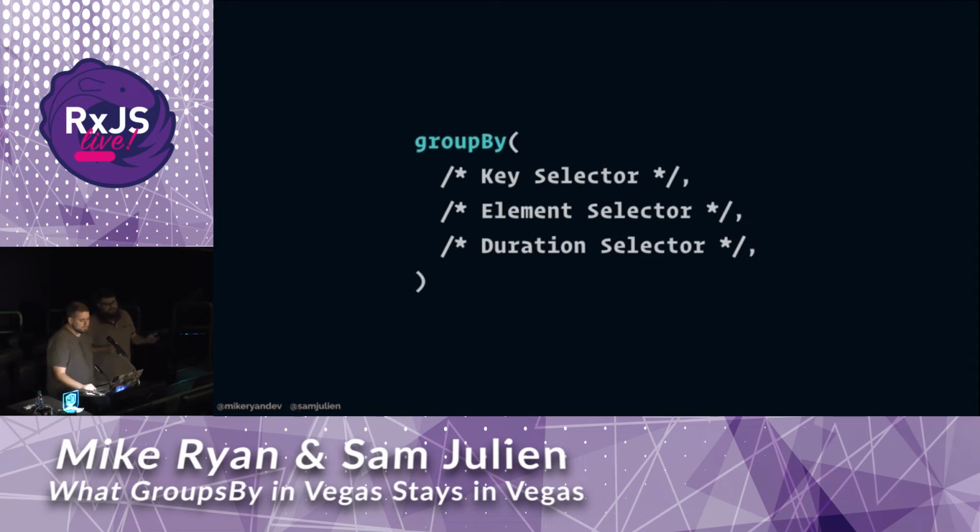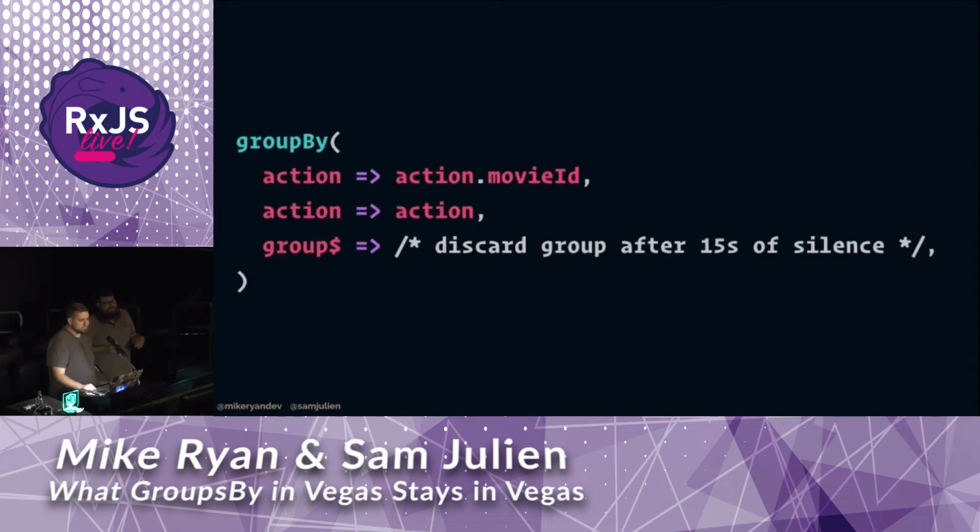So we're going to look at the group's duration selector. So we've got our groupBy. We're going to use the key selector for the movie ID. We're going to keep the element selector the same. And now we have our duration selector. And what we'd like to do is discard these groups after 15 seconds of silence. So if something emits and then 15 seconds go by, we want to clean up the group.